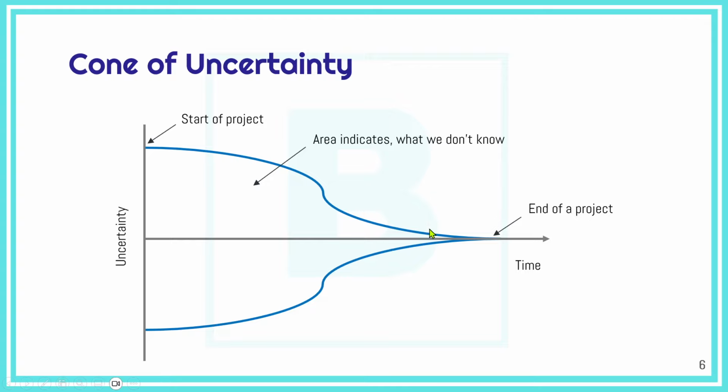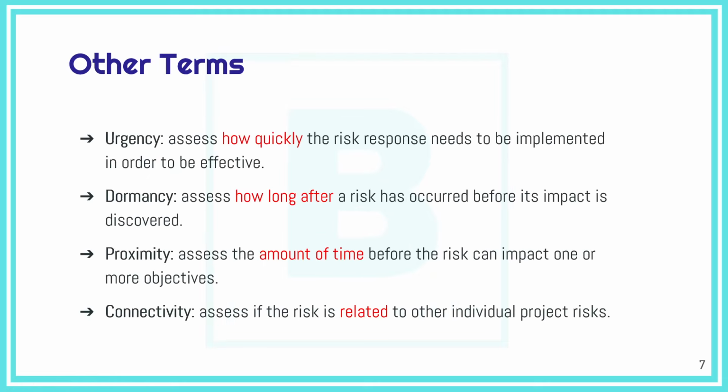But the further we go in the project, the more we learn about the customer, their needs, the technology, the product, the expected deliverables, etc., the less the uncertainty, or the cone of uncertainty, becomes. Okay. Another slide, very important, which covers a few other terms which are usually present in the PMP exam.